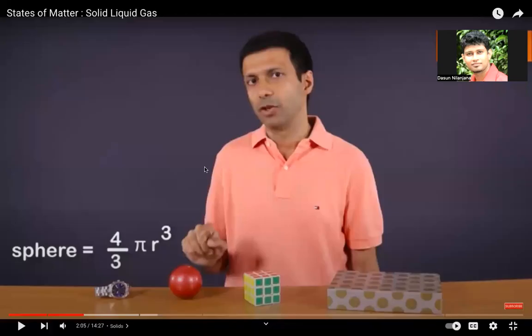Here in this picture you can see a cuboid, cube, sphere and a watch. So you can see all four objects are having a definite shape. හැම එකකම හැඩය ඒ විදිහටම තියෙනවා.